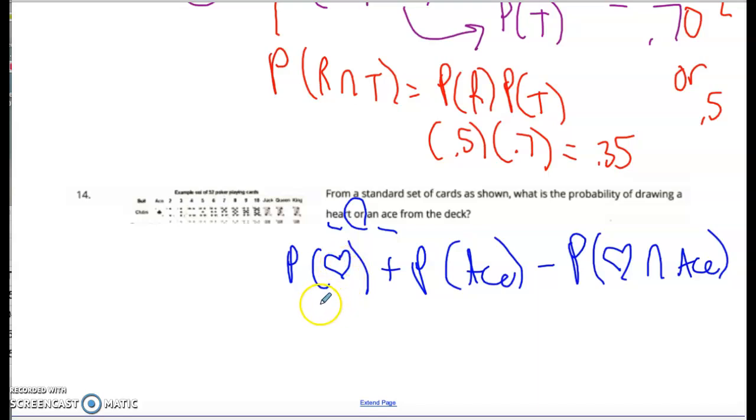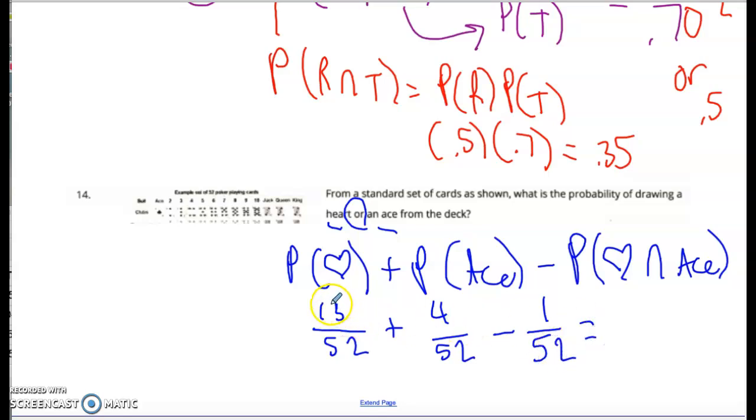So the hearts, there are 13 of the 52 cards that are hearts. You have 4 aces in a deck, but the problem is one of these aces is the ace of hearts. And so I've counted that card in each of these calculations, and so I need to subtract the overlap, and there is one card that is simultaneously a heart and an ace, and that's the part that I think some of you didn't get. So 13 plus 4 is 17, minus 1 is 16 out of 52.